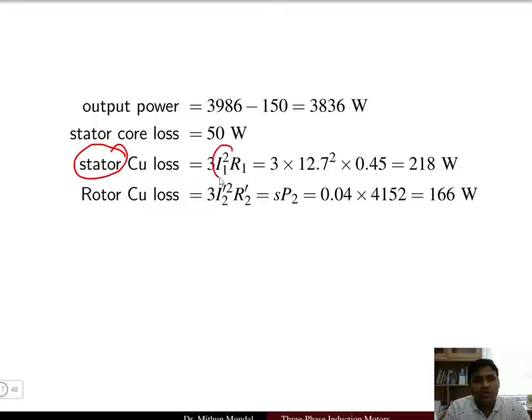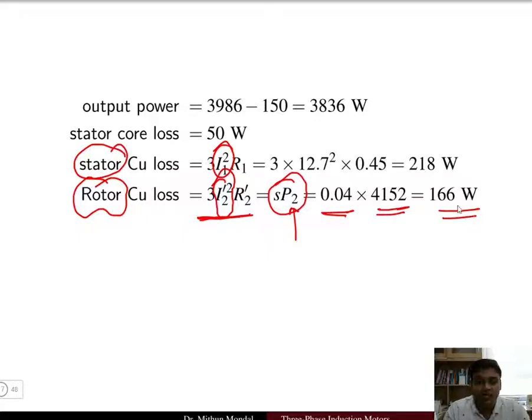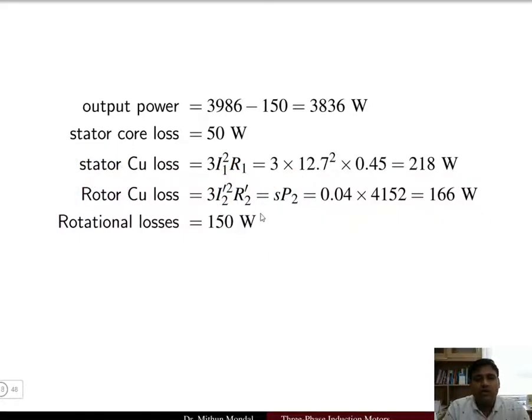So we have the current I1, whereas if we take the rotor, then we have to take the rotor current referred to the stator side, which is again 3 times I2 square into R2 dash. So it can be written as slip times the air gap power P2. So here the slip is 0.04 and the air gap power is 4152. So it gives 166 watt as the rotor copper loss. Rotational loss is given as 150 watt.